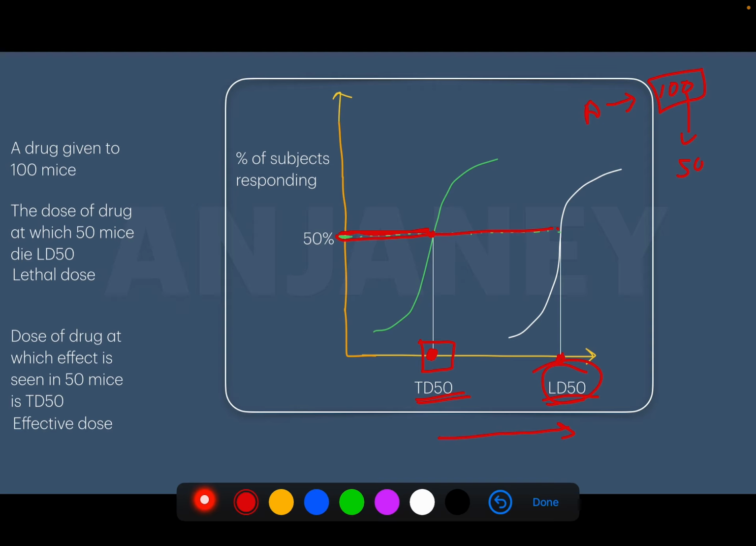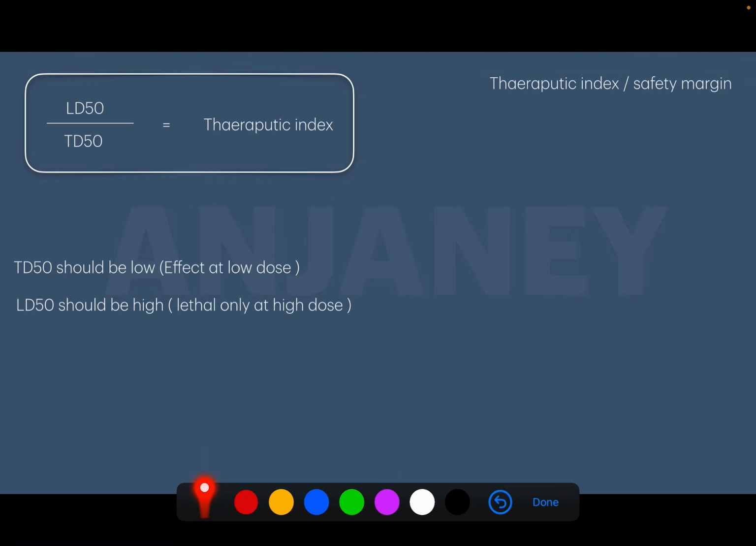LD50 is the lethal dose. TD50 is where 50% of mice are getting some effect or some benefit. So TD50 is good for us, LD50 is bad for us. From this experiment I will know at what dose I am getting the effect of a drug in 50% of individuals, and at what dose 50% of individuals are dying, right? So I'm getting the lethal dose also from this. So I made a ratio: LD50 divided by TD50, which is the therapeutic index.